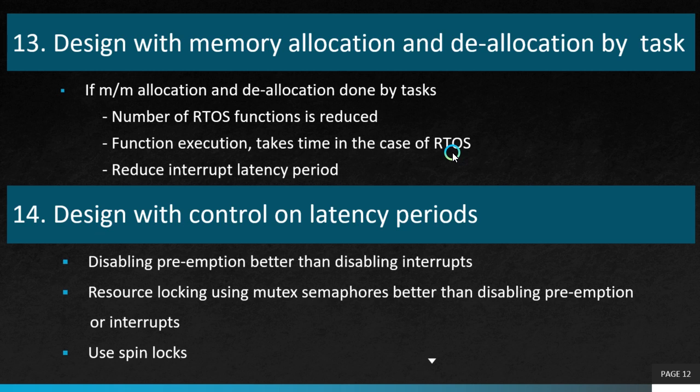Therefore, if the memory allocation and deallocation is done by the tasks, then the number of real-time operating system functions will be reduced. As a result, the interrupt latency period will also get reduced. And if the fixed size memory blocks are allocated, then the predictability of time taken in the memory allocation will also be present.